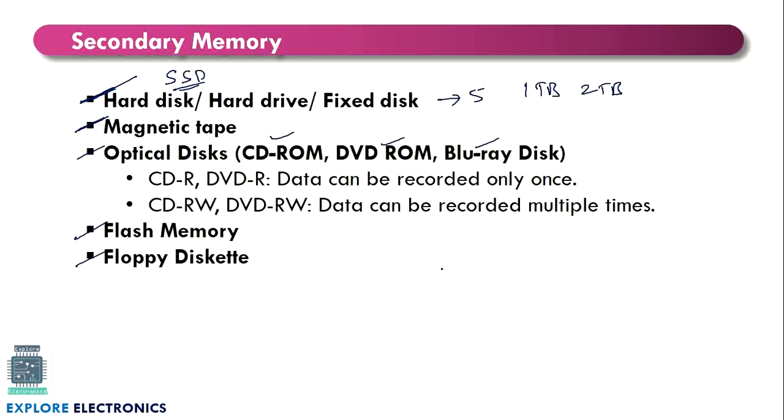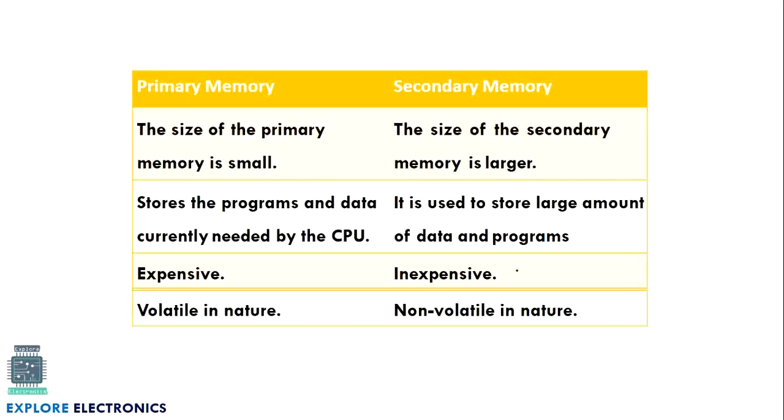These are not directly connected with the CPU. Whenever it is required, the CPU will be taking the data from the hard disk, right? That is what the secondary memory is. And you can make the difference between primary and secondary.